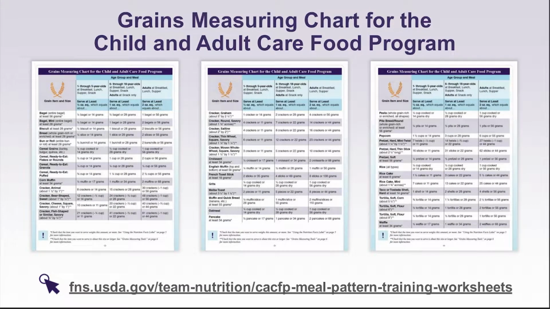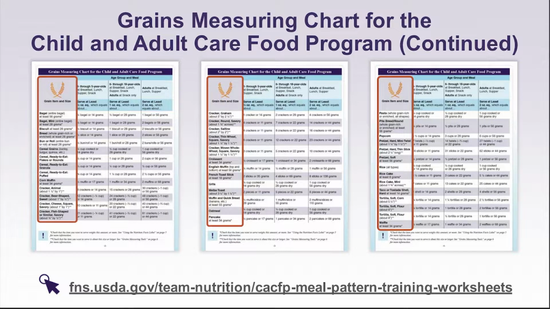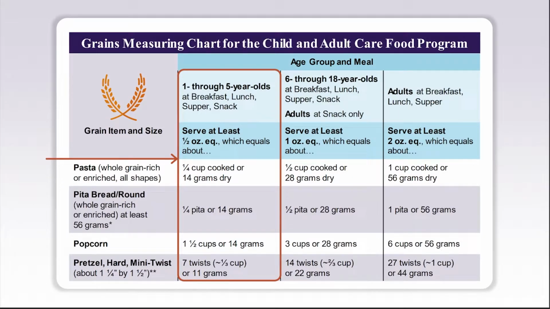Page 2 through 4 of the worksheet includes the grains measuring chart. This chart includes household measures of over 40 common grain items listed in alphabetical order. You can find the names of the grain items in the first column of your chart. Each item is listed with the amount of the item you need to make up a 1/2 ounce equivalent of grains, which is the minimum amount of grains required for 1 through 5-year-olds at all CACFP meals and snacks. This is shown on the second column of each chart.